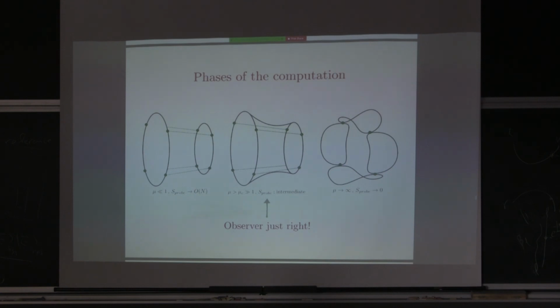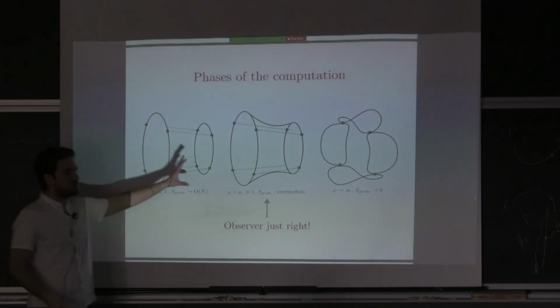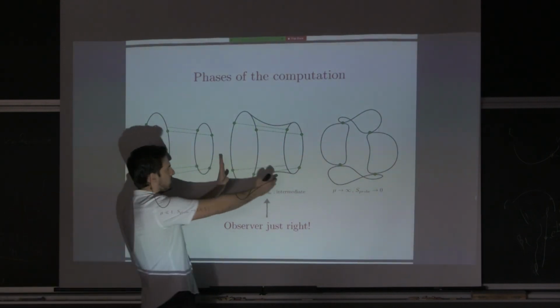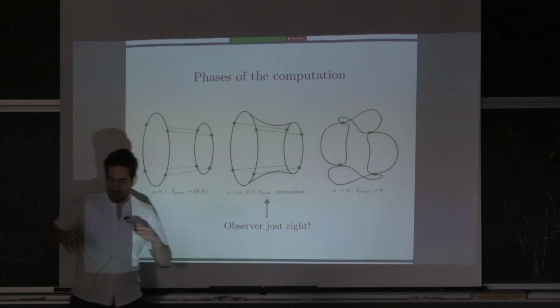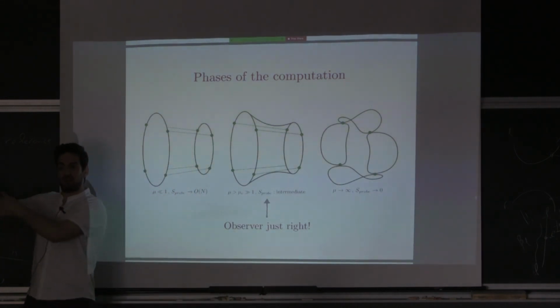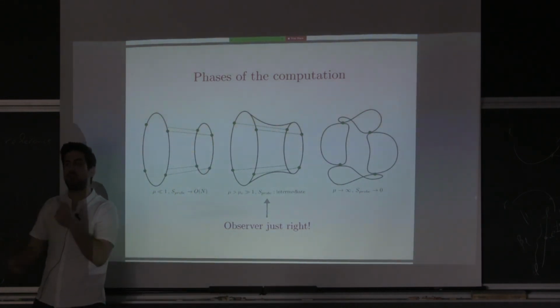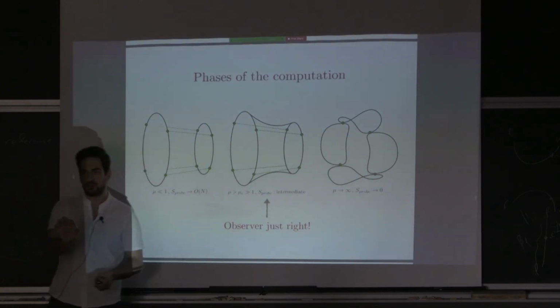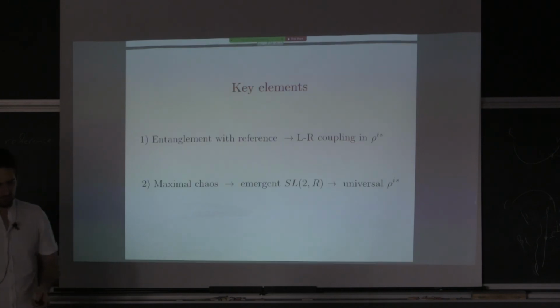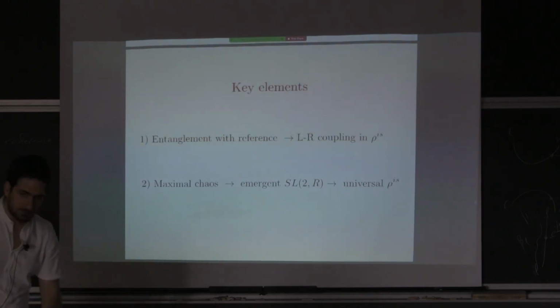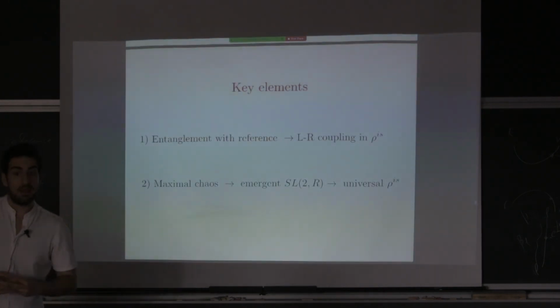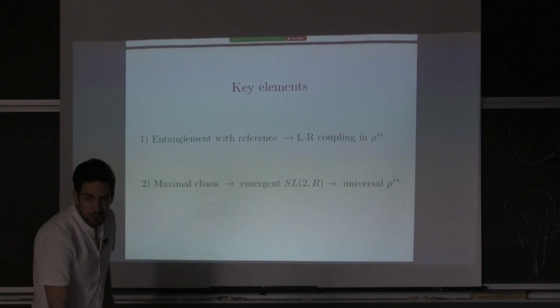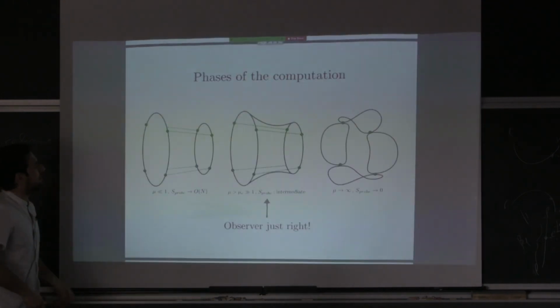Yeah, exactly. So the statement is that in the regime where this computation works, in the right phase of the computation, modular flow generates an orbit of one of these SL2R generators. Which orbit? It depends on the particular location at which you introduced your probe. And from the perspective of SYK, that's also a large N and low energy limit. Yes, so you need a conformal symmetry. That's right. Yeah, exactly.